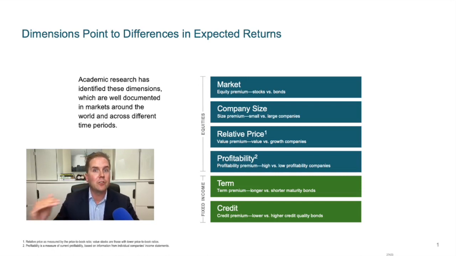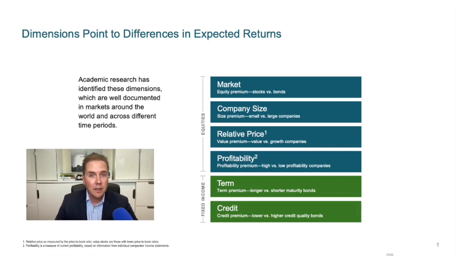So over and above just equities outperforming fixed income, within the equity asset class, academics have identified historically that there are different types of stocks that outperform over long periods of time. Again, those are smaller company stocks, value stocks, and more profitable firms.